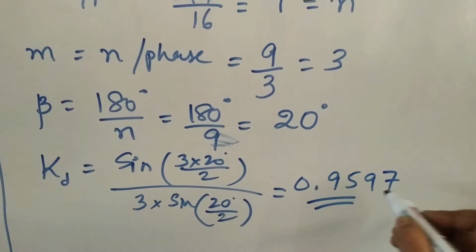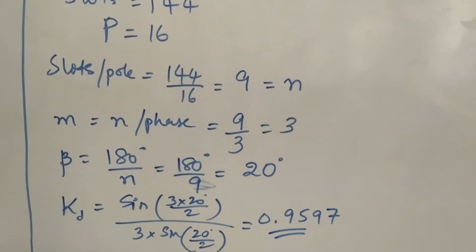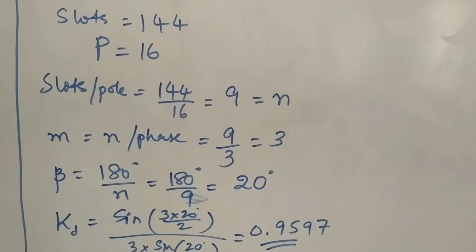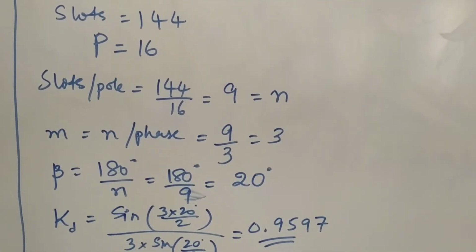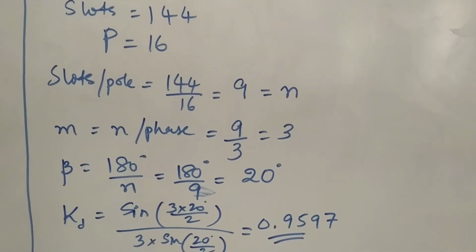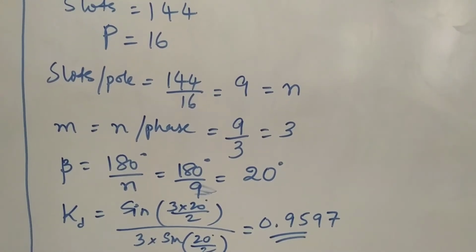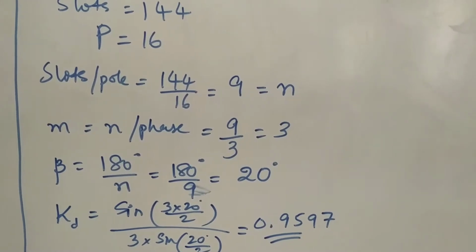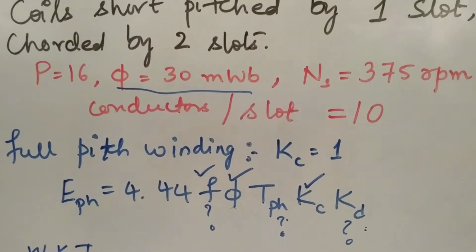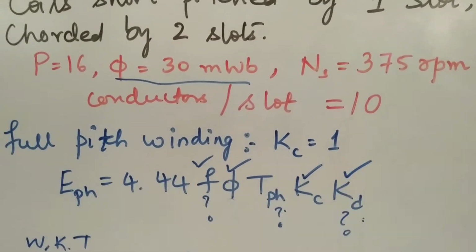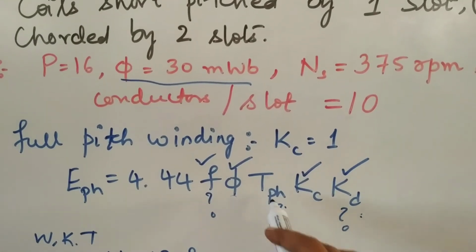0.9597. So this will be the value of the KD. So here you can observe we have already achieved the distribution factor KD. What was the next aim? Recall back. Go back to the EMF equation. So we have solved KD. Now we need to find out the turns per phase.